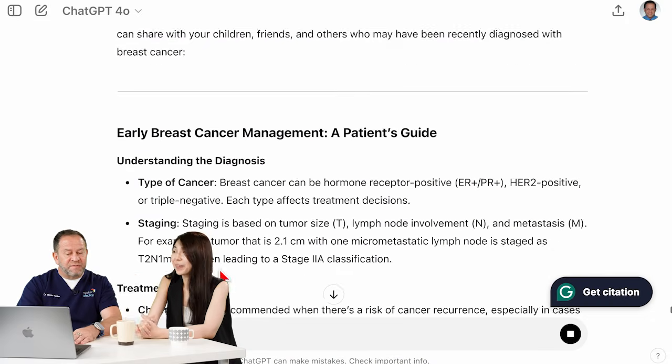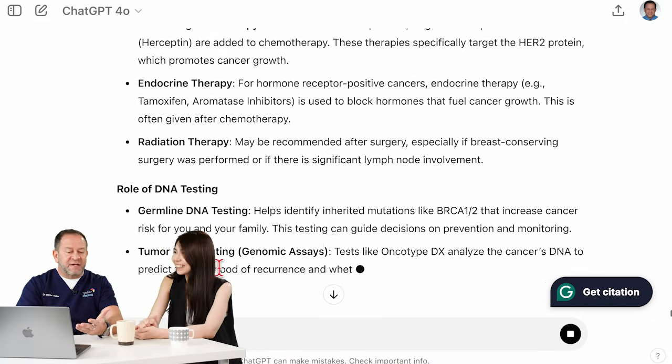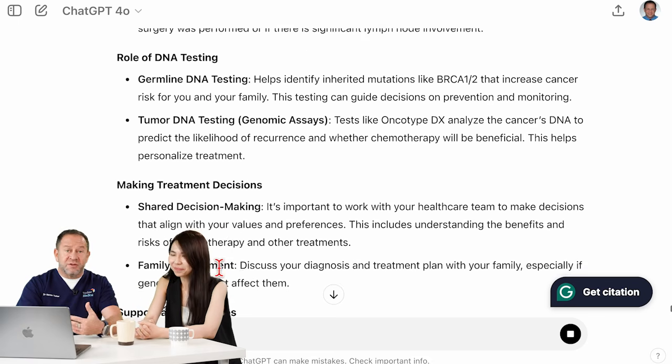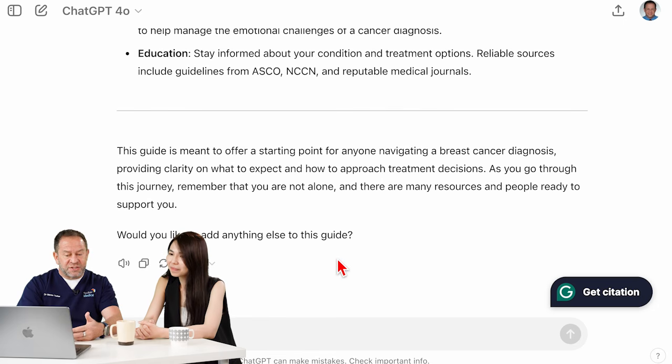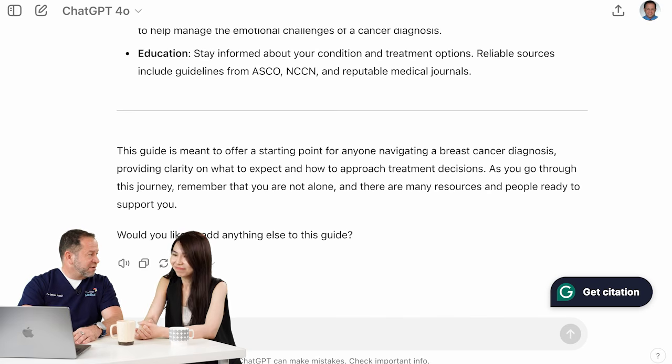So it makes a beautiful summary. Guide. Understanding diagnosis, treatment options, the role of DNA, making treatment decisions, support and resources. Is there anything else you'd like to add? Well, you know, it seems pretty good, right? Yeah. But watch.